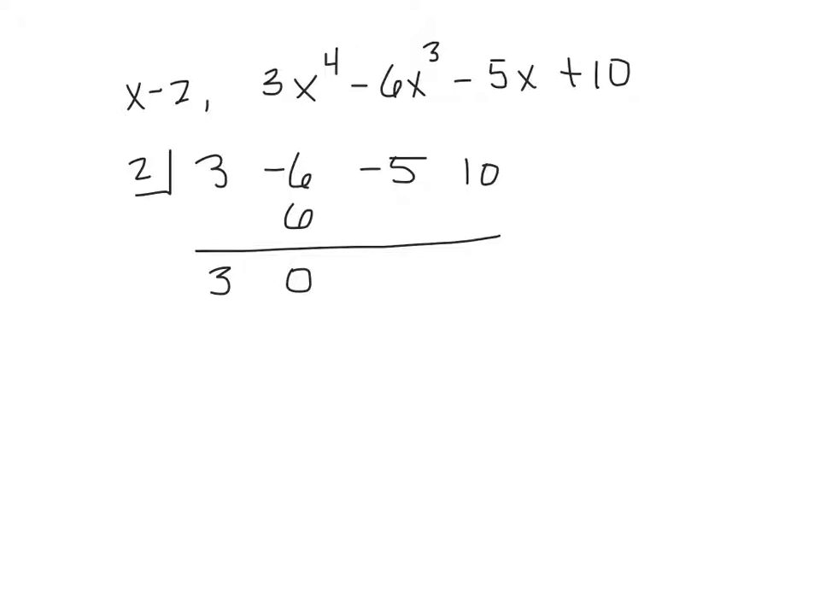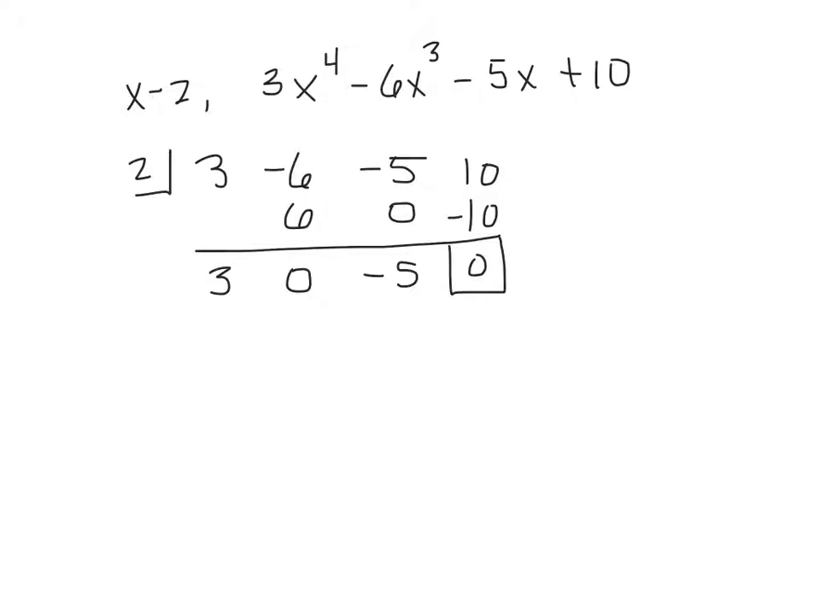And now we multiply 0 times 2. We get 0. -5 plus 0, we get -5. 2 times -5, we get a -10. We add that down and we get 0. Okay, so since that equals 0, that tells us that x minus 2 is a factor of the polynomial.